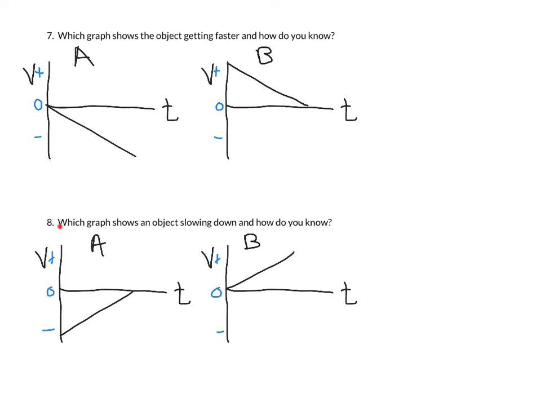Finally, last one, never thought we'd get here. Which graph shows an object slowing down, and how do you know? Well, notice these lines are like the opposite of what we just had. So that's what I was trying to give you all four options. Like in this slide, these are the only 4 options you have. You can either have a line going up like this one is, or down like this one. These are like the opposites of each other, you see. This one and this one, and this one and this one.